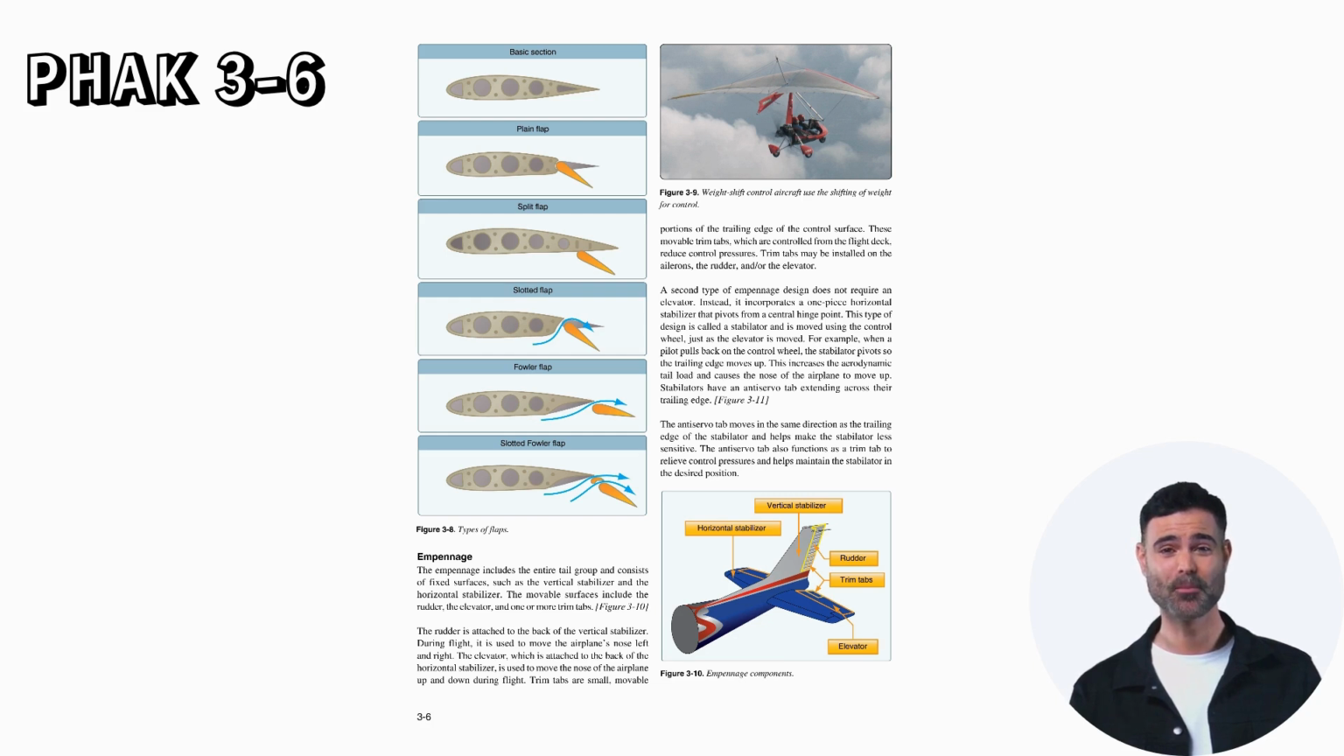For example, when a pilot pulls back on the control wheel, the stabilator pivots so the trailing edge moves up. This increases the aerodynamic tail load and causes the nose of the airplane to move up. Stabilators have an anti-servo tab extending across their trailing edge. The anti-servo tab moves in the same direction as the trailing edge of the stabilator and helps make the stabilator less sensitive. The anti-servo tab also functions as a trim tab to relieve control pressures and helps maintain the stabilator in the desired position.